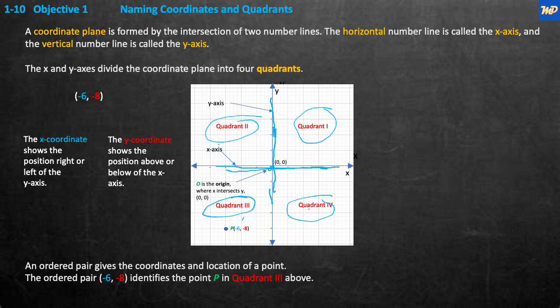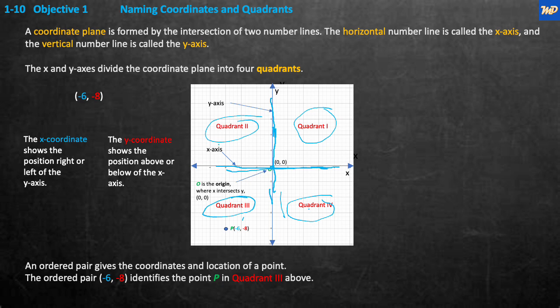The x-coordinate shows the position right or left of the y-axis. So here's the x-axis, this number line here, and here's the y-axis. Left or right of the y-axis is what the x-coordinate is delineating for us. The y-coordinate shows the position above or below the x-axis. So numbers on the y-axis are showing us positions above and below the horizontal x-axis.